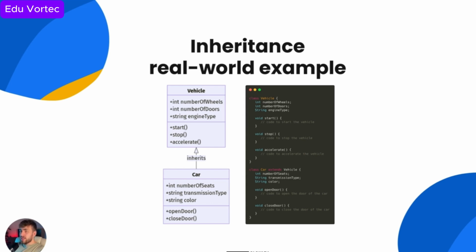In Java, inheritance is achieved using the extends keyword. The syntax for inheritance in Java is simple and straightforward. For example, the code for the car class that inherits the vehicle class will look like as you see in the example code. In this example, the car class is extending the vehicle class, and it is inheriting all the attributes and methods of the vehicle class. The car class can then add its own specific attributes and methods to extend the functionality of the vehicle class.